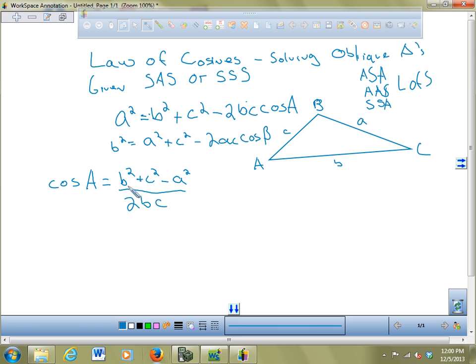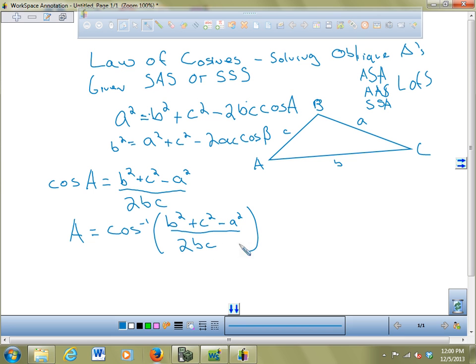So if you just want to find an angle, it's better to use this. Even better than that, you could say that A is equal to the inverse cosine of B squared plus C squared minus A squared over 2BC.